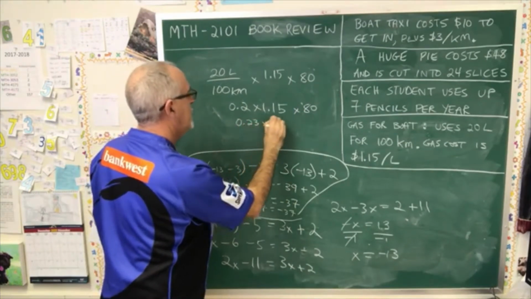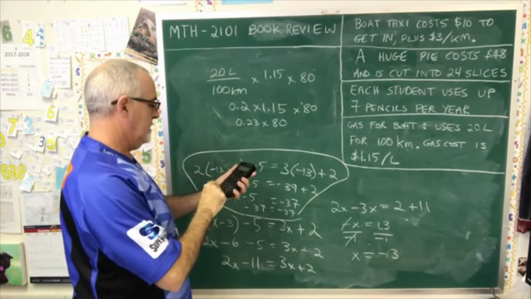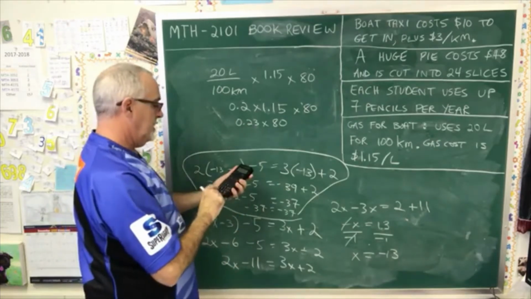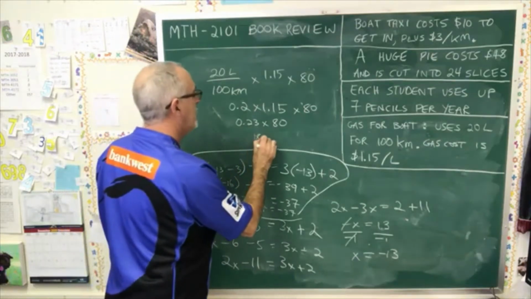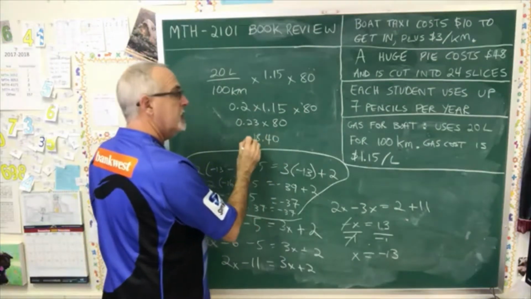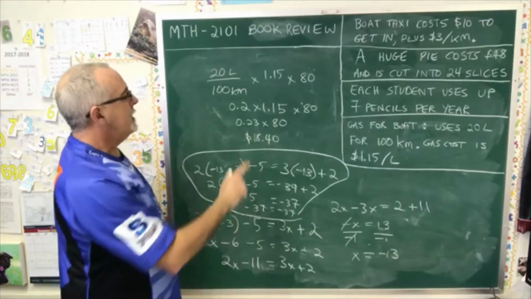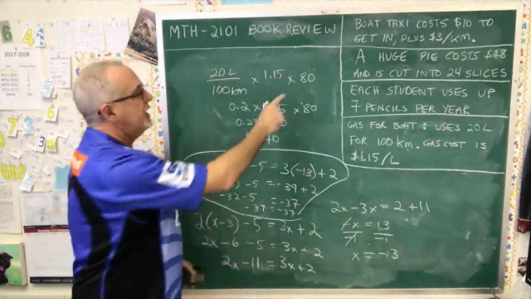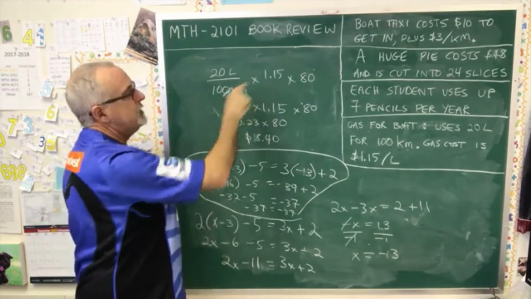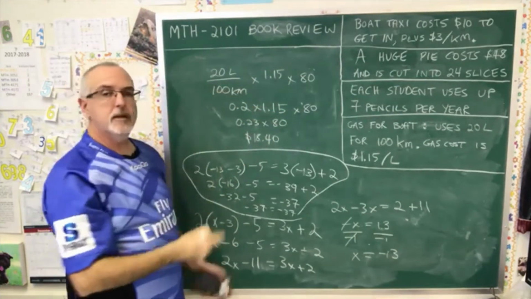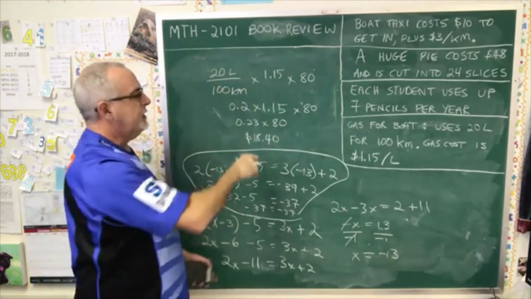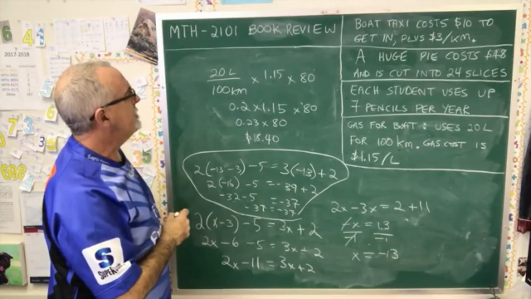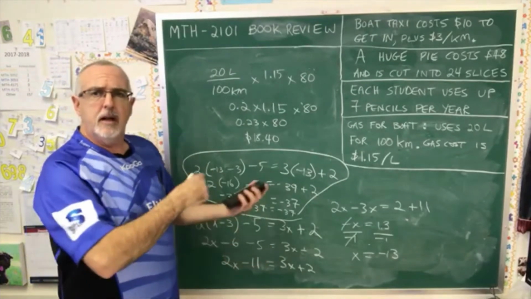0.23. 0.23 times 80 is 18.4. I'll put a 0 there because this is money. So it will cost me $18.40 to do that 80-kilometer round trip, if this is the cost of gas and if this is the gas consumption of my vehicle. This is not a very difficult calculation to make. And it's a model. I can call this an algebraic model if I want.